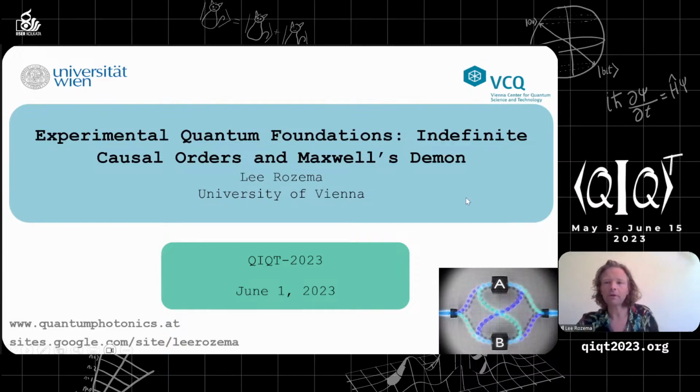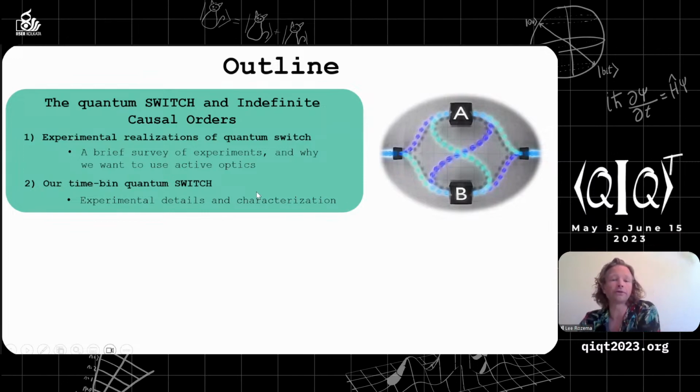Okay, so first off, for the indefinite causal order, I'd like to start by introducing the particular process that we study. I'm going to take my time and introduce the field so that you know what I mean when I say an indefinite causal order. I'll get to that in the next couple of slides. But what I'd like to start by introducing is one particular process, which is the quantum switch. And then I'll show you how we've been making these sorts of processes in the past, and try to motivate why we've taken a new approach to using active optics to implement these processes.